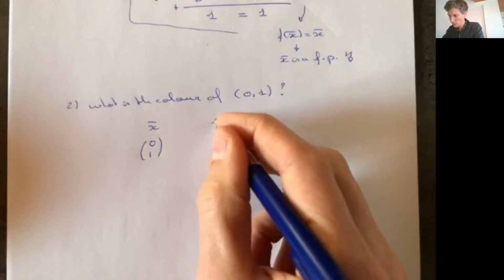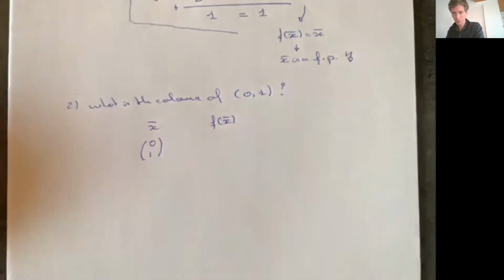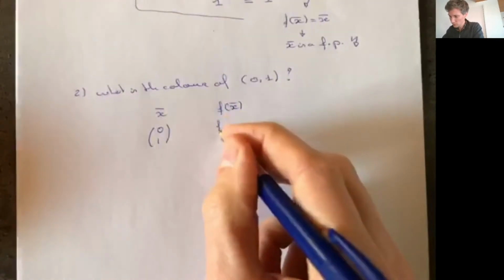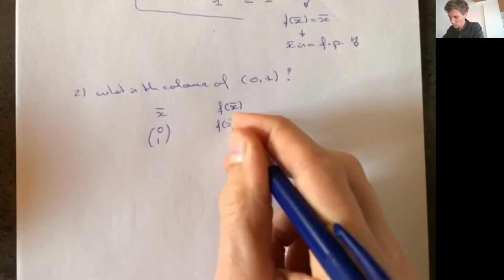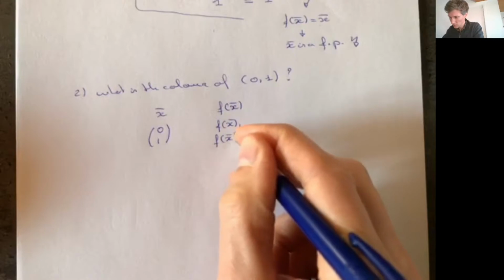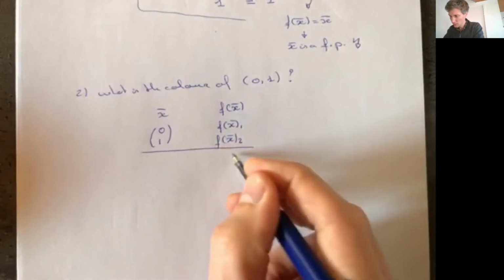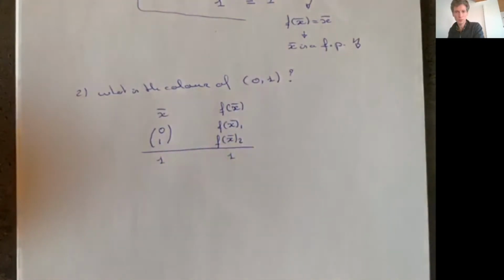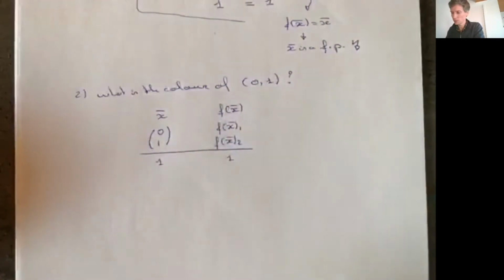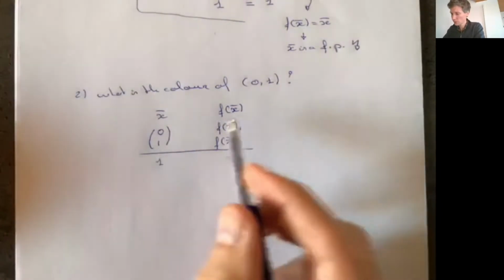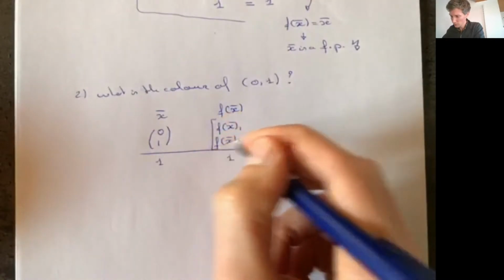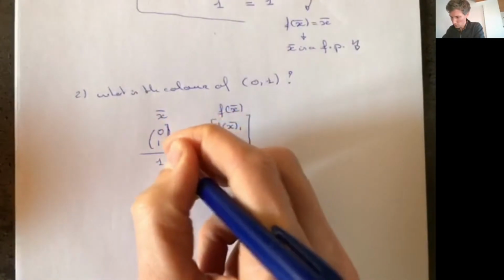And now we have to look at the mapping f of the vector x. So this is f(x1) and f(x2). And again, these add up to 1 and these add up to 1, right? This, of course, adds up to 1, and this has to add up to 1 because it's in delta 1.